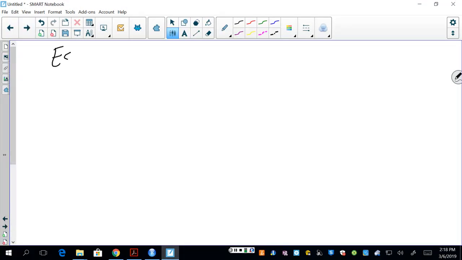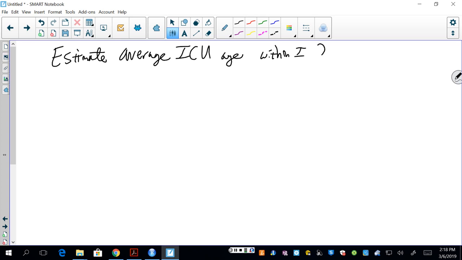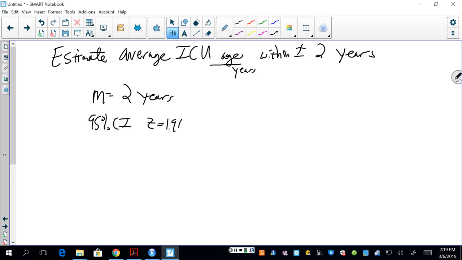So the goal is to estimate average ICU age within plus or minus 2 years. So for this quantitative variable of age, it's in years, and our margin of error is 2 years. We use a 95% confidence interval. We're going to use Z = 1.96.